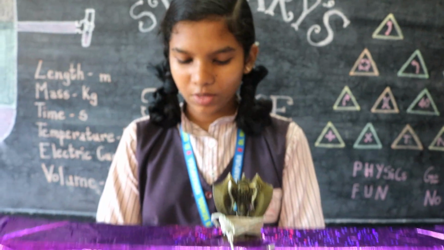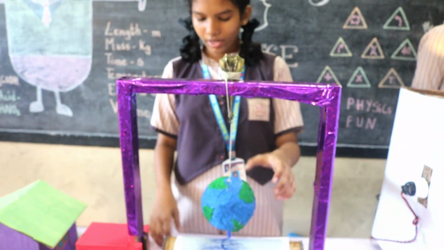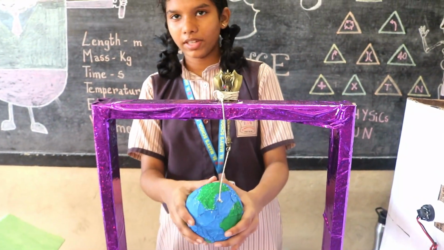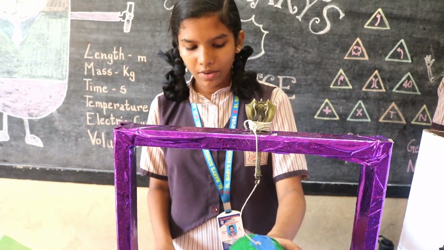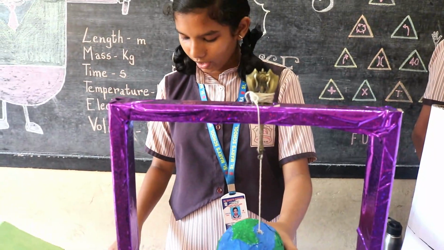This is a model of a seismograph. Seismograph is used to measure the magnitude of the earthquake. So this is the rotating drum. Imagine this is the earth and this is a pen attached within this, and when the earthquake occurs, it shakes and notes the frequency of the earthquake.